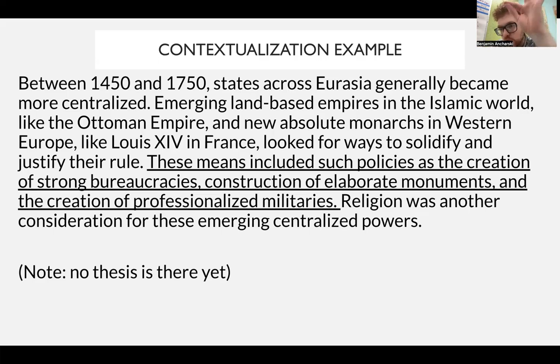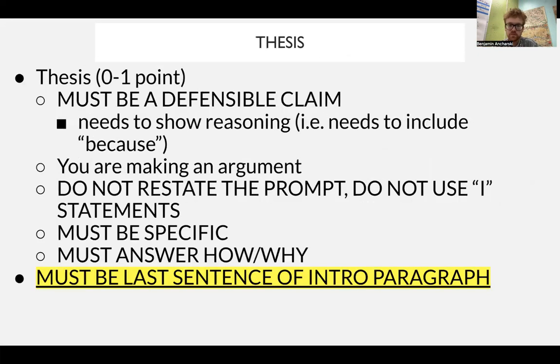And I'm transitioning to my thesis by mentioning that religion was another thing that states had to deal with when centralizing their authority. I have not given a thesis yet. Speaking of which, this is what you should write in your thesis.